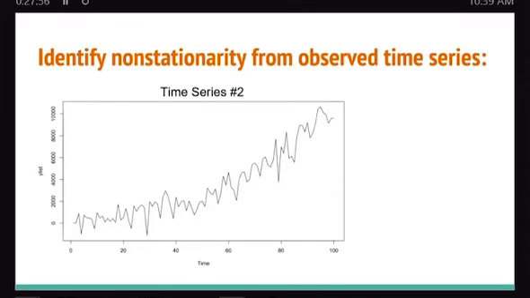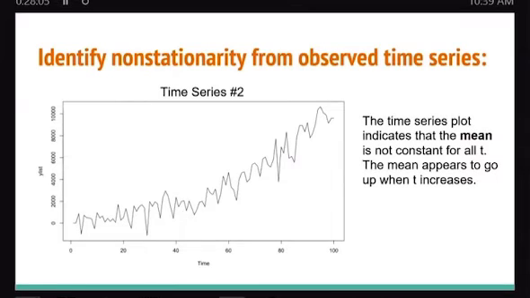Now, another one. Oh my God, what is happening here? The variance is the same, but what is changing? The mean. Good job. The mean is changing, which is a violation. That was why I said the time series plot indicates that the mean is not constant for all t. The mean appears to go up. Look at that. That's a violation. How am I going to know? I actually need to plot the series against time. We call that a time plot. Does that make sense?